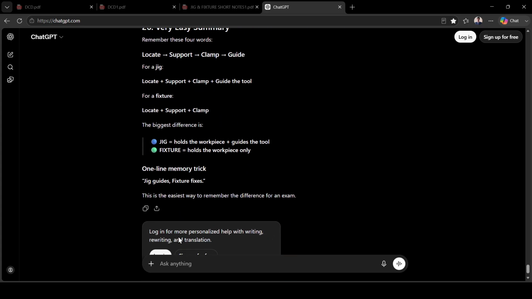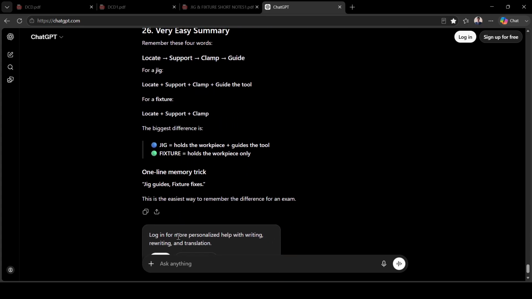So remember these four words: locate, support, clamp, guide. For a jig: locate plus support plus clamp plus guide the cutting tool. For a fixture: locate, support, clamp.